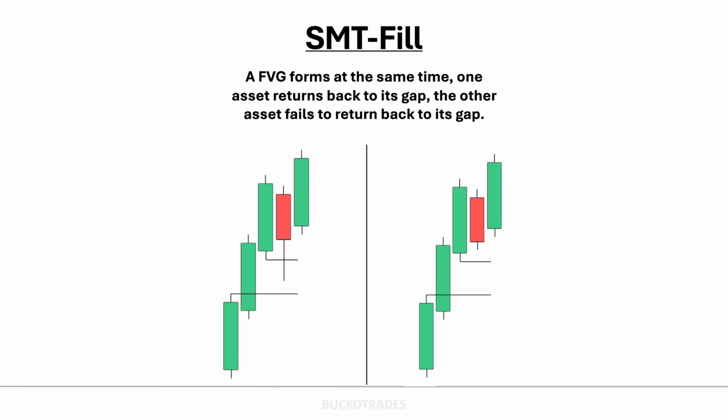But the next concept we're going to be looking at is SMT Fill. SMT Fill is a fair value gap that forms at the same time. One asset returns back to its gap, the other asset fails to return back to its gap. So this is another form of a cracking correlation. And like sequential SMT, this shows us the strength or weakness within the markets, and we can utilize this to know when the markets are ready to expand. I do also have a long form video about SMT Fill on my channel, so feel free to check that out if you haven't already. However, just those two concepts is all we're going to be using. That is literally it: sequential SMT plus SMT Fill.